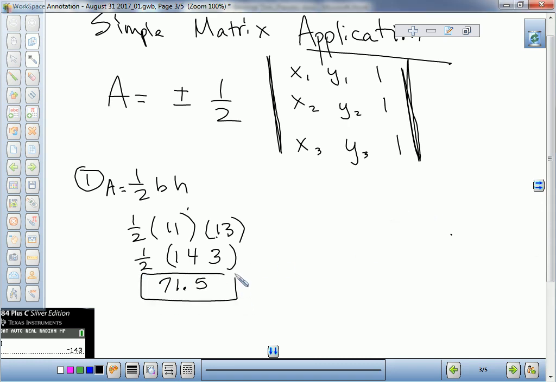All right, so yeah, this one is 71.5 square units, or units squared.